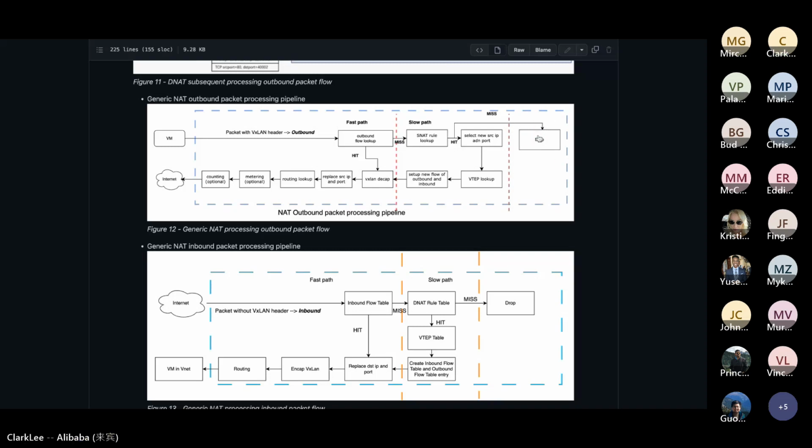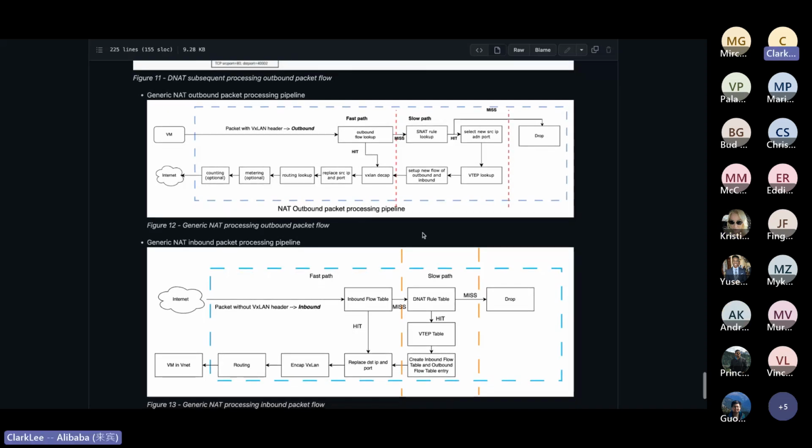Are there any questions on this outbound processing pipeline combined together? I think I have it.